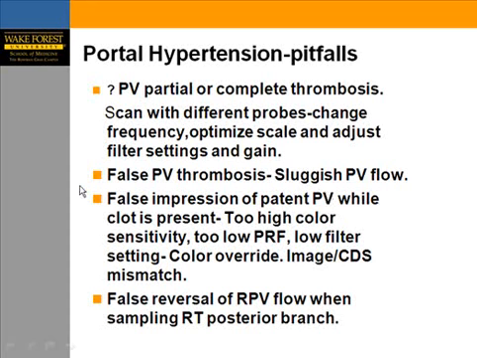On the other hand, be aware that you can falsely conclude that the portal vein is patent while it is clotted. The reason is that too high color sensitivity, too low PRF, low filter settings, and color overwrite will distort your image and make you believe that the vein is patent. The other pitfall is false reversal of the right portal vein flow when sampling the right posterior branch. Be careful about this, because flow in the right posterior branch in normal portal veins will go away from your probe and will be encoded blue, and on the spectral Doppler it will appear below the baseline.